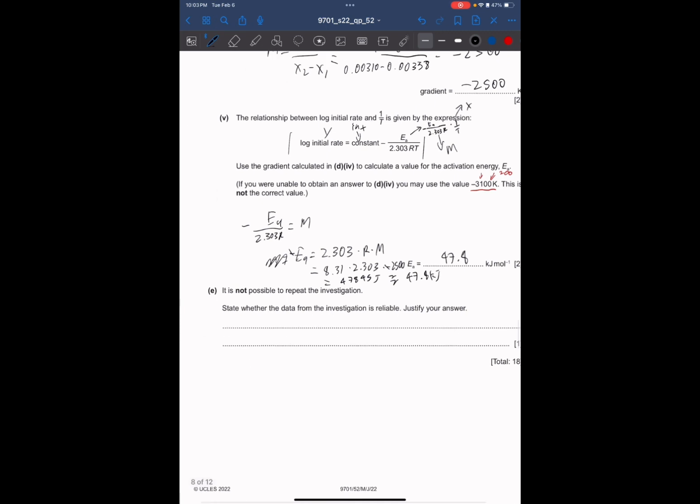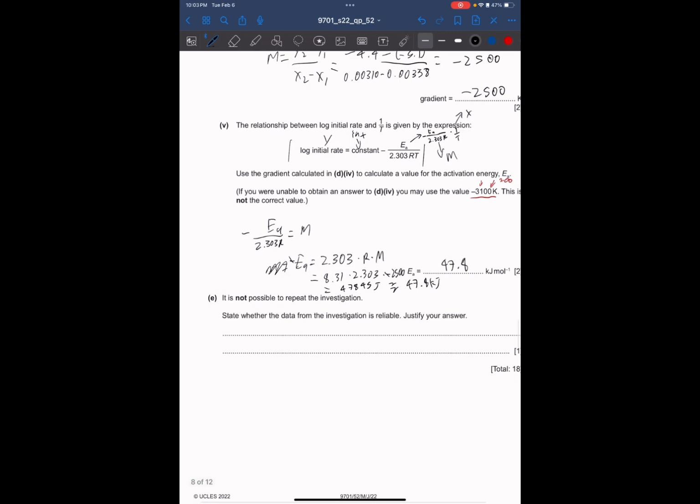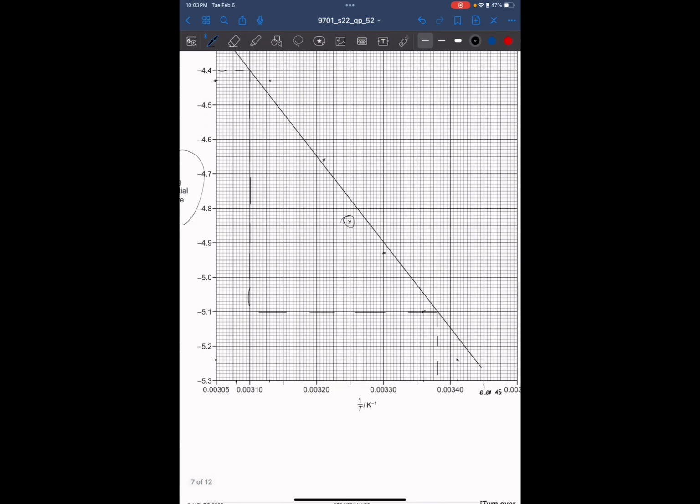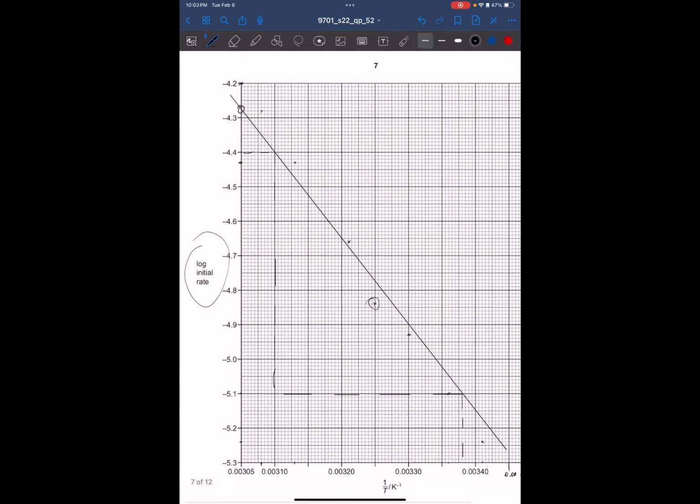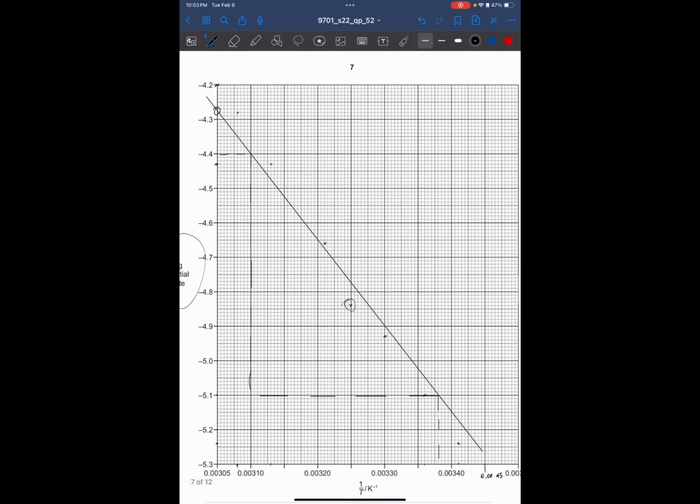It is not possible to repeat the investigation. Do you think the data from this investigation is reliable? Basically, it's asking, can you draw a valid conclusion from this graph? And I would say no. The reason is that there's an anomalous data point. Even if just one of your data points is off, that's going to mess up the graph, especially when you only have 8 different data points.